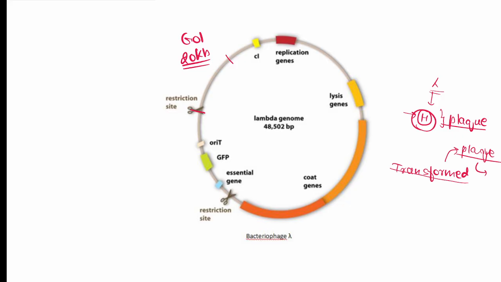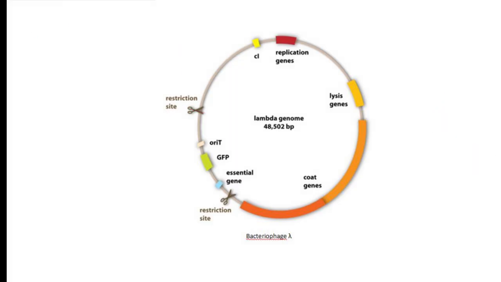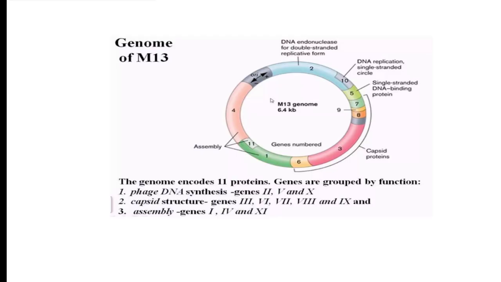The major limitation can be that it has the packing size limitation. It can only pack up to 20 kilobases extra, not more than that. So this is all about the bacteriophage lambda. Now we will move on to the next important vector, that is M13.